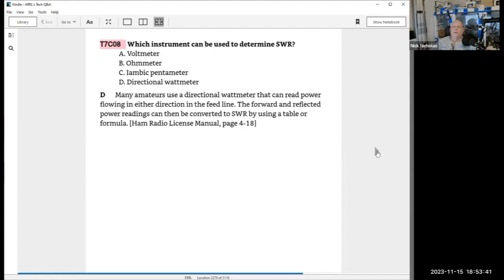Which instrument can be used to determine SWR? Well, SWR is a measure of the forward and the reverse power. Power is measured in watts. Forward and reverse are two different directions. So D now becomes a very obvious question or answer, doesn't it?